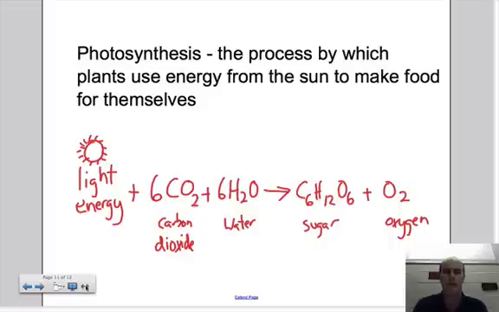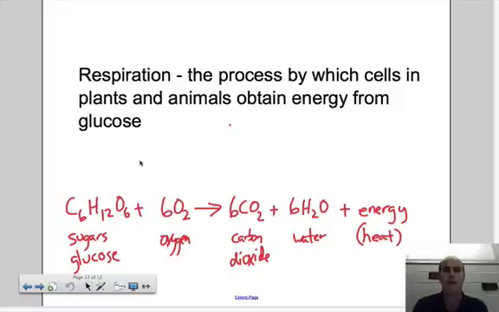Now let me go to the next slide and look at respiration. Respiration is the process by which cells in plants and animals obtain energy from glucose. So now look at this formula. What do you notice about this equation for respiration as compared to the one on the last slide?